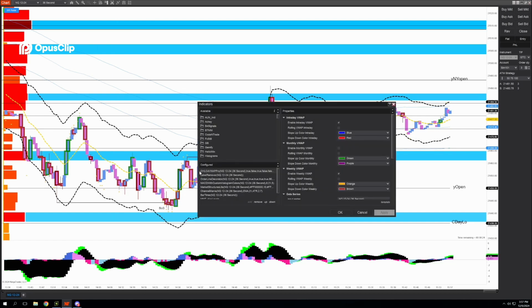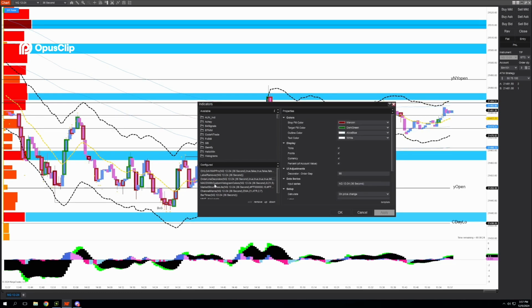So first I have my custom made open high low close divided by 4 VWAP, and that just basically means all these VWAPs are based on the open high low close of each candle. And I have intraday toggled on and weekly toggled on. I got a label remover, borderline decorator.